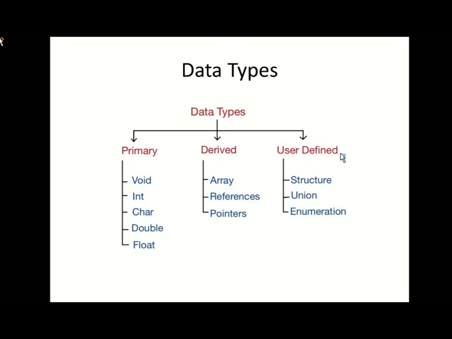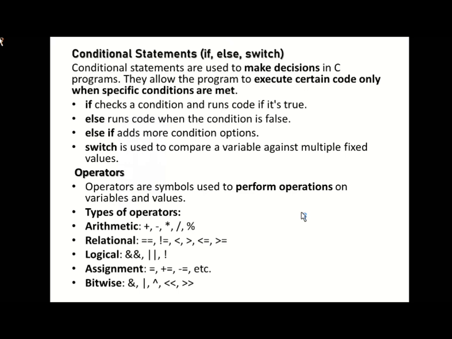Let's go below. So this is data types. Let's see what data types are present in the C language. We have three kinds of data types in C: first, primary; second, derived; and third, user defined. Under primary, we have void, int, char, double, float. Under derived, we have array, references, pointers. Under user defined, we have the data types structure, union, enumeration. Right. So these are some of the C properties. Next we have the conditional statements in C.